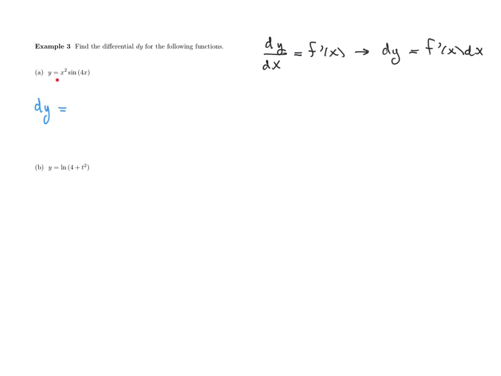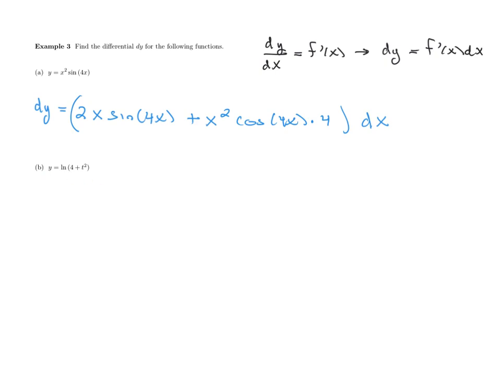What is the derivative of this side? I'll have to use the product rule. We get the derivative of the first times the second plus the first times the derivative of the second, which is cosine of 4x times 4. Before we would write this side as dy dx. However, we're going to take the entire right side and multiply it by dx. The differential is just the dy, and it's equal to this entire thing here.